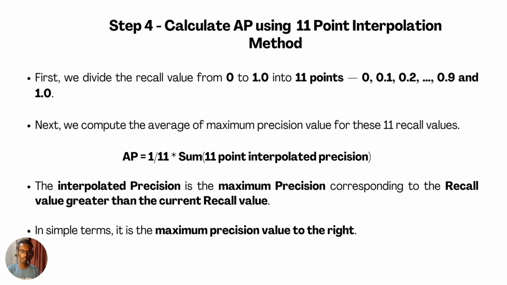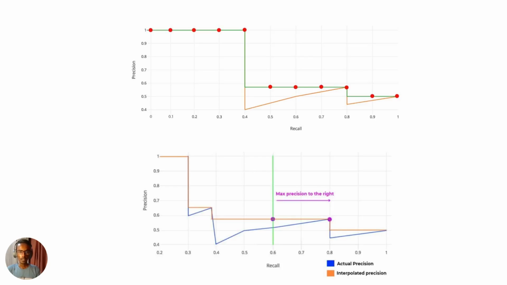So the average maximum precision value can be the interpolated precision. So what is the interpolated precision? It's just a fancy name to represent the maximum precision corresponding to the recall value greater than the current recall value. So we're going to see a graph which is going to show us how we compute the interpolated precision. So in simple terms, it is the maximum precision value to the right. So in this graph, we can see that we have 11 points on the x-axis, as we have mentioned before, values ranging from 0 up to 0.9.